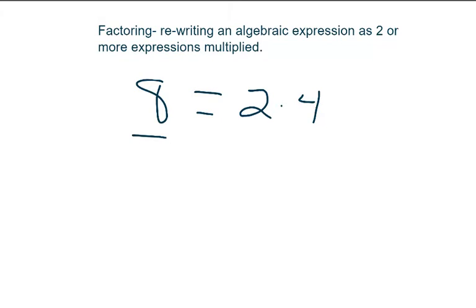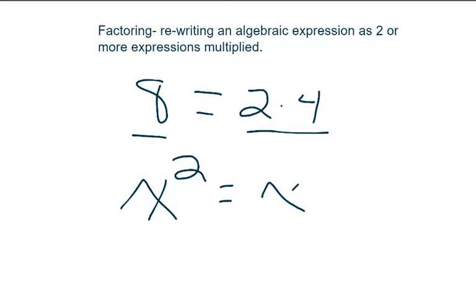Here's your beginning form. That is the product. Here's your factored form, the two numbers that are multiplied together. If I ask you to factor x squared, the answer would be x times x.